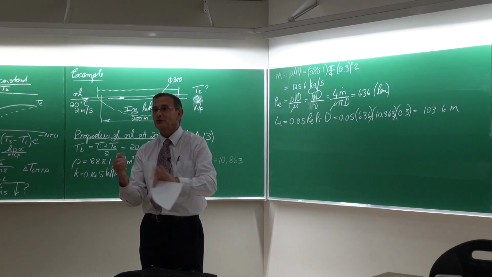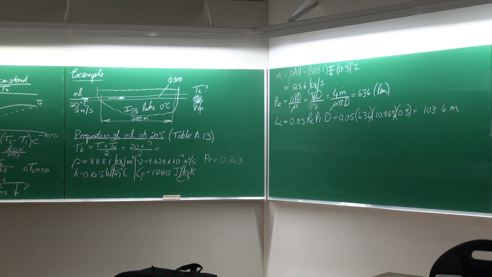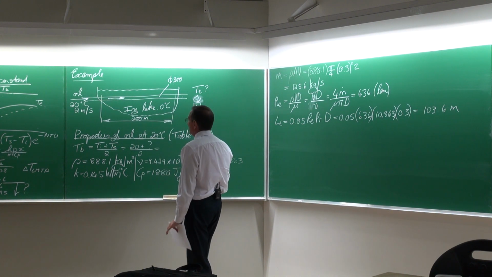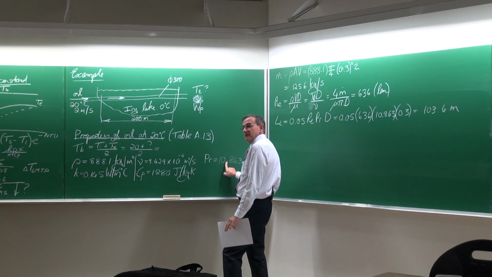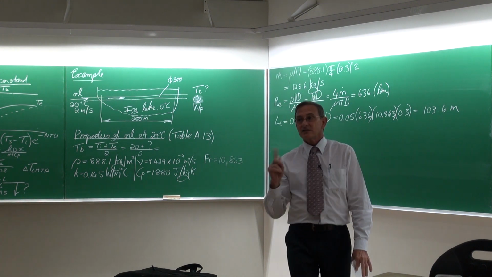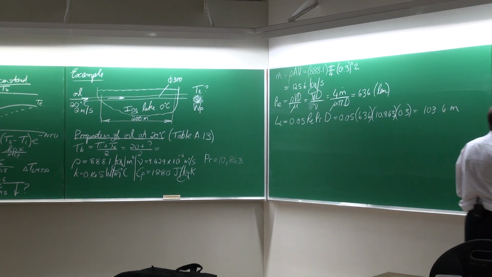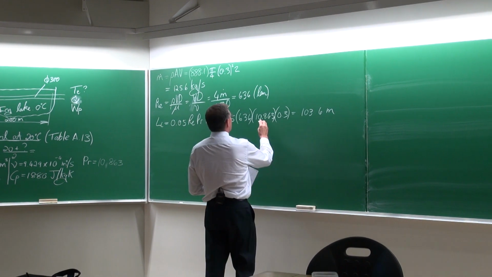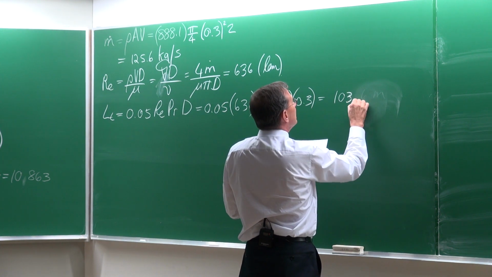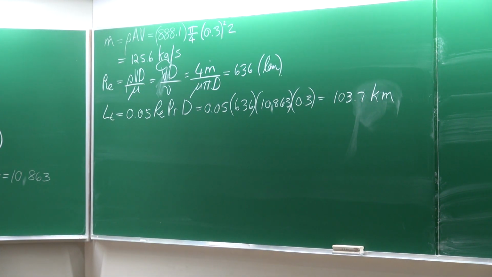I hope there's somebody who does not agree with me. The Prandtl number is actually 10,000. Yes. So you have to be careful in some of the textbooks, especially the American textbooks. This Prandtl number is actually 10,863. The comma there shows 1,000. And coming back to this, it's not 103.6 meters, because this is 10,863. That would be equal to 103.7 kilometers before it's fully developed. 104 kilometers.